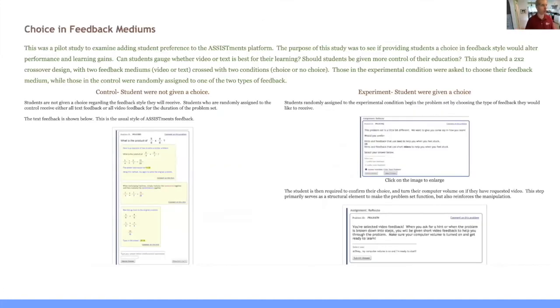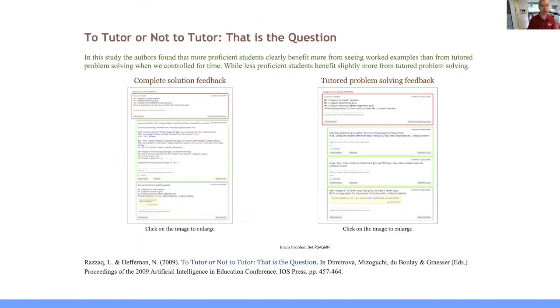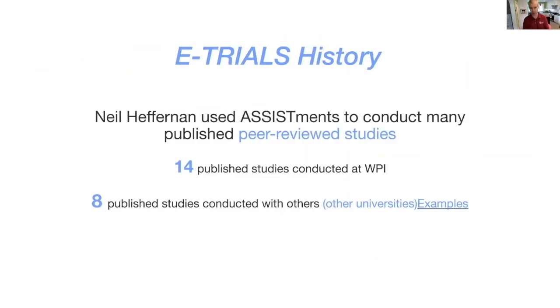We looked at choice of medium. I already told you, Corinne Ostro was comparing video versus text. She then went on to ask, what if we give them a choice of video versus text, versus randomizing them to video versus text? Turns out choice is really important. You should go read that paper. I already gave you this one, about to tutor or not to tutor, that had this personalization effect.